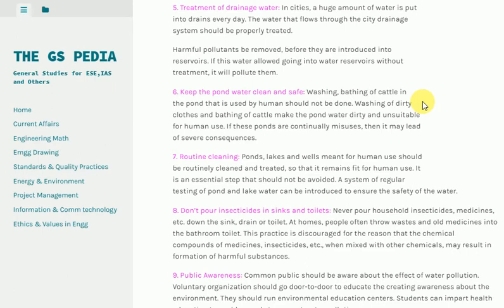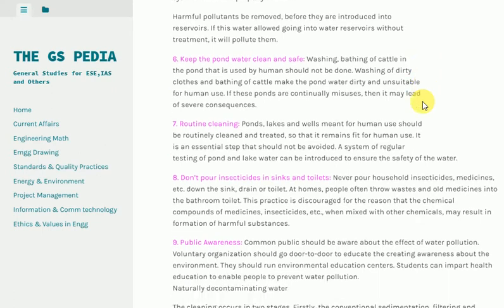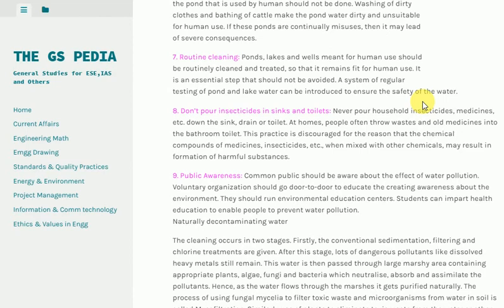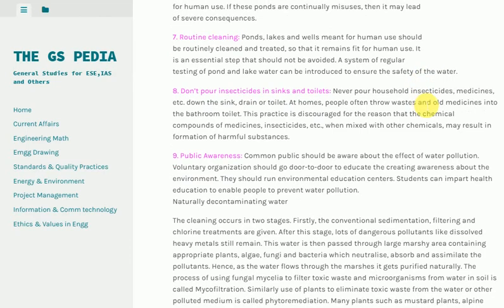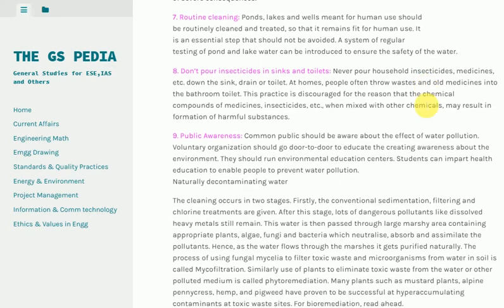8. Don't pour insecticides in sinks and toilets. Never pour household insecticides, medicines, etc. down the sink, drain or toilet. At homes, people often throw wastes and old medicines into the bathroom toilet. This practice is discouraged for the reason that the chemical compounds of medicines, insecticides, etc., when mixed with other chemicals, may result in formation of harmful substances.